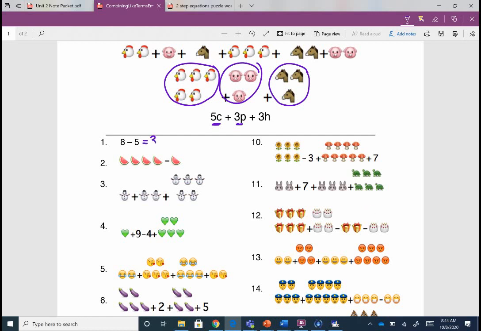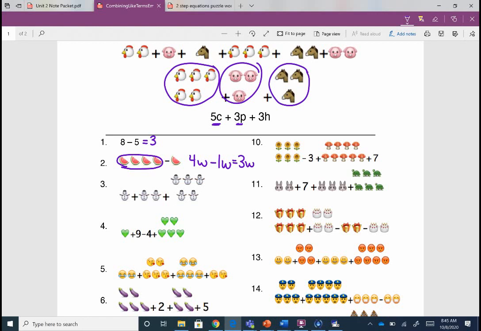Now, if I look at the watermelons, how many watermelons do I have in the first group? I have 4 in the first group, minus 1 watermelon in the second group. They're all watermelons, so can I do that subtraction? Yes. So if I take away, I end up with 3 watermelons. I can only combine things that are the same, and you want to pay attention to whether I am subtracting them or adding them.